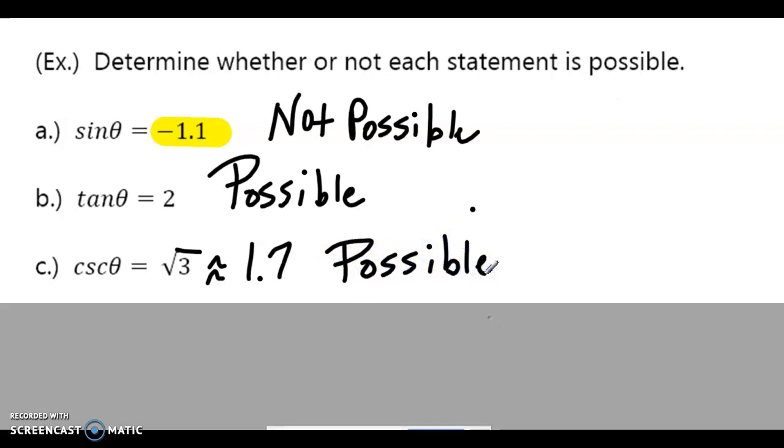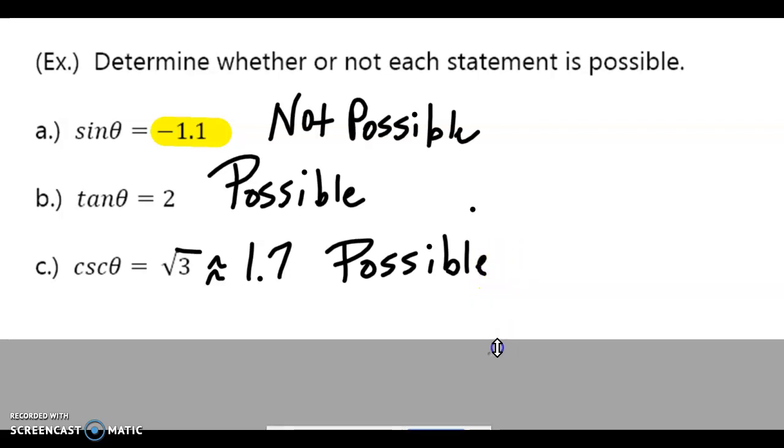Did you put less than? Oh, gotcha. Okay, I think that's all of those examples.